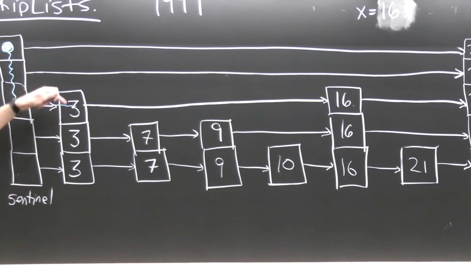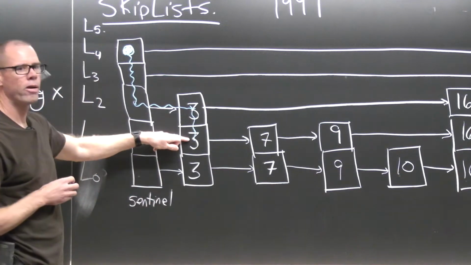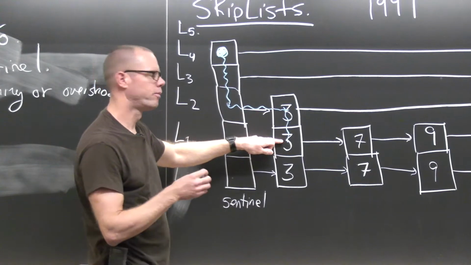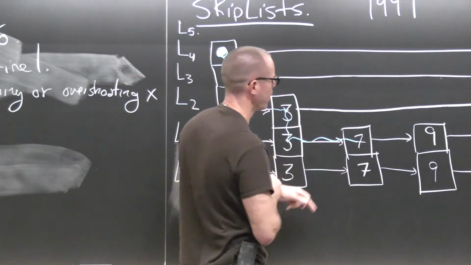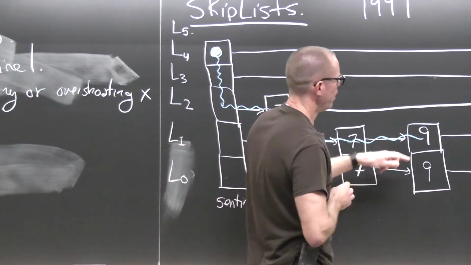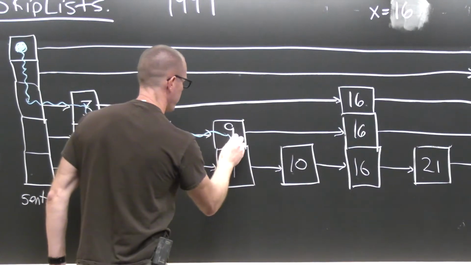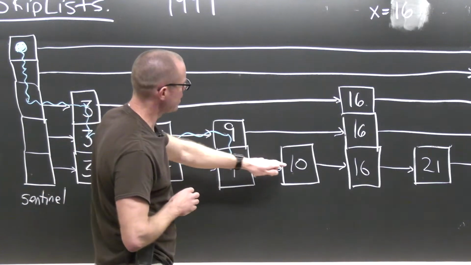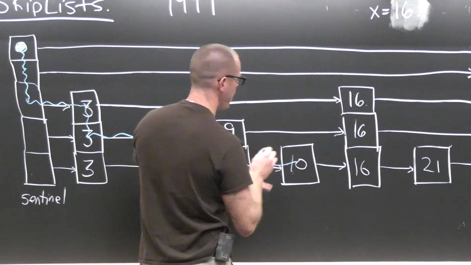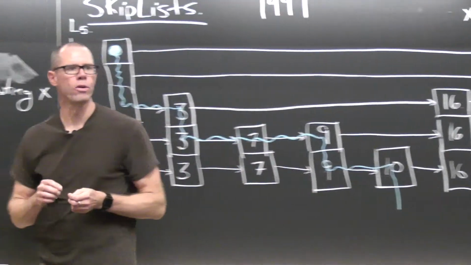Down. We don't want to reach 16. So we go down. Now, right or down? Right. From 7, we can still go right. From 9, if we go to the right, we will reach 16. We don't actually want to do that, so we go down. From 9 in this list, we can go right. And then finally, from 10 in this list, if we go right, we'll reach 16. So we go down, ending the search path there.